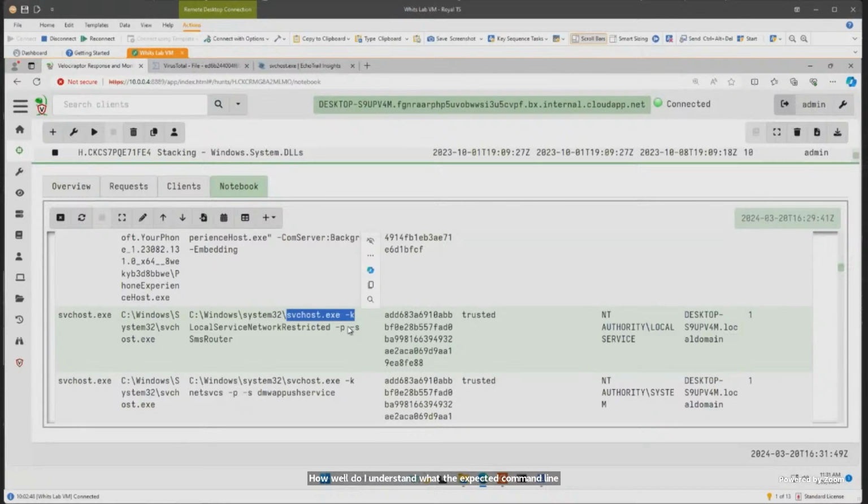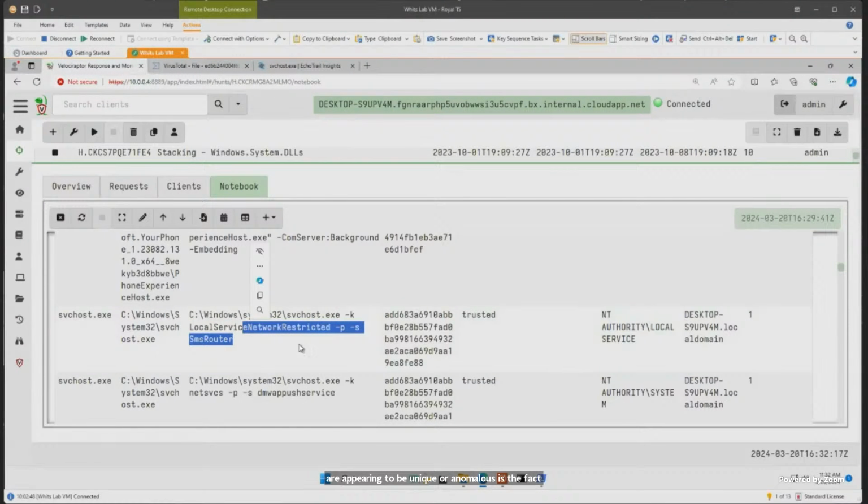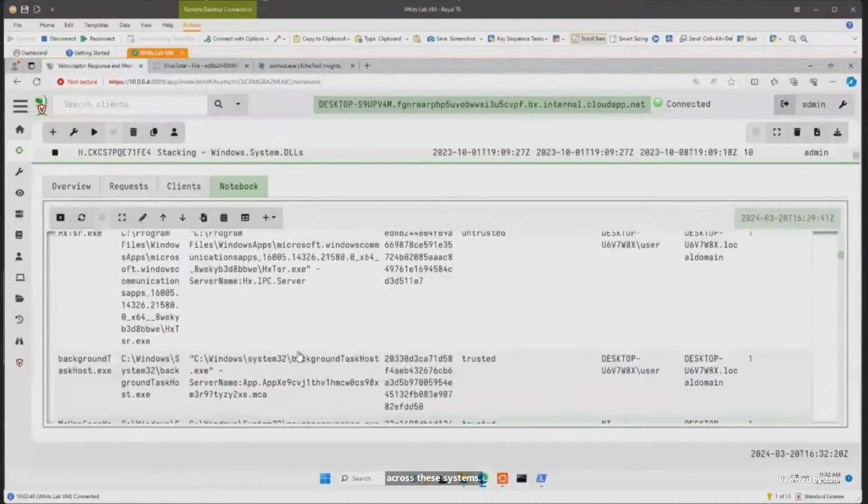So that takes a little bit of time and background and understanding of saying, okay, well, svchost most often is used to run services on the system, and you're almost always going to see this -k command line argument followed by a network group name, and there's some other tribal knowledge things you'd want to spend some time with. But what I'm getting at here is the reason that these are appearing to be unique or anomalous is the fact that these command line arguments can vary quite a bit across these systems. So those are not really the ones that I'm looking for.